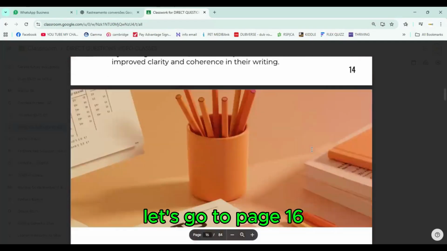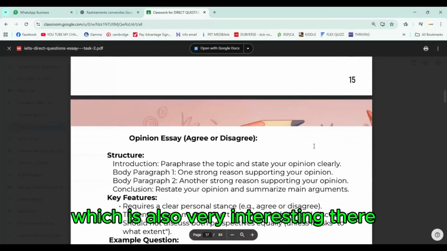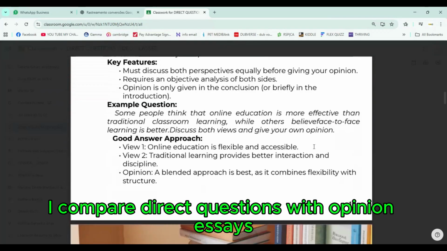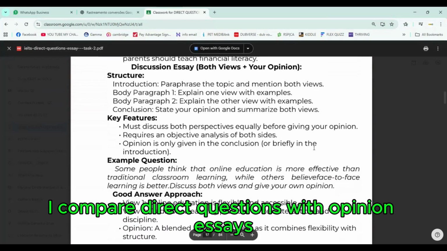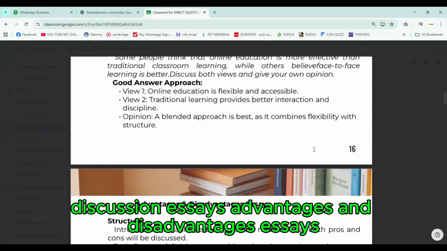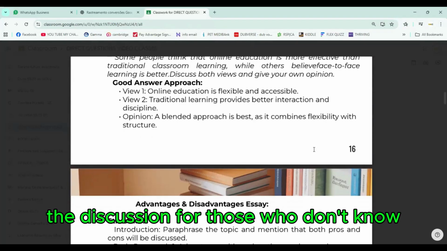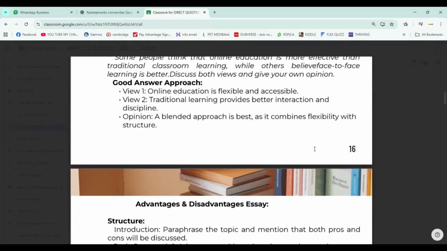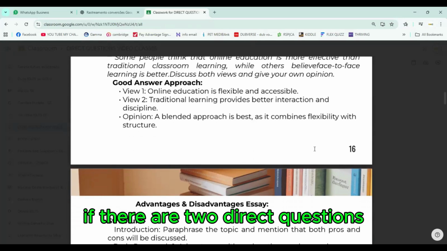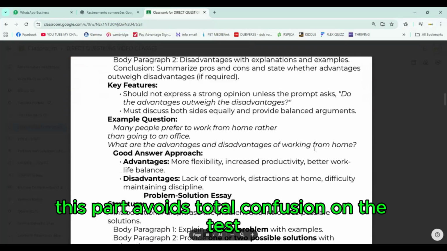Let's go to page 16, which is also very interesting. On page 16, on these pages, I compare direct questions with opinion essays, discussion essays, advantages and disadvantages essays, and problem and solution. The discussion, for those who don't know, is the both views. Here the student understands if there are two direct questions, it's a direct question. This part avoids total confusion on the test.